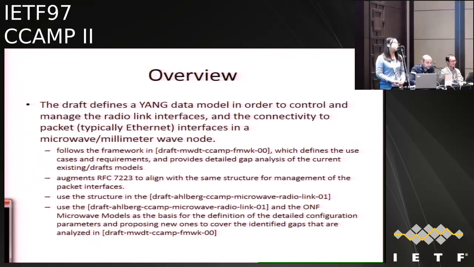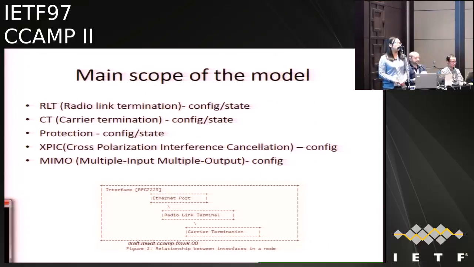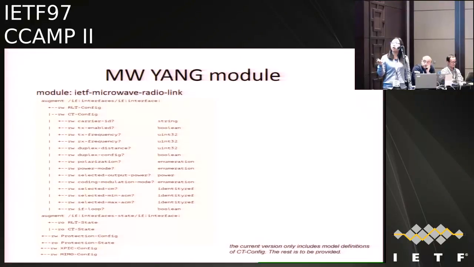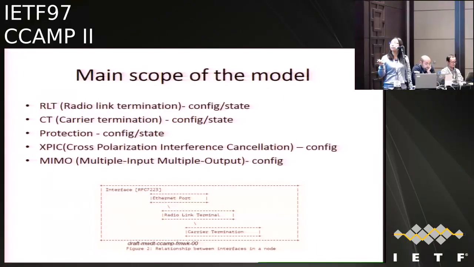So the main structure of the YANG model for microwave radio link, we take this figure from the framework document, and we will have two layers to describe microwave radio link. One is a radio link terminal, another is carrier termination.